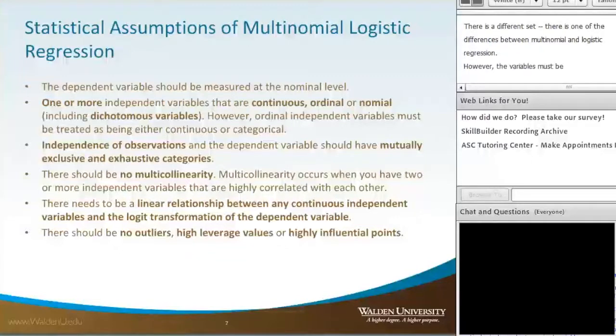Of course, we also have the independence of observations. The dependent variable should have mutually exclusive and exhaustive categories. There should be no multicollinearity. Multicollinearity occurs when you have two or more independent variables that are highly correlated with each other.